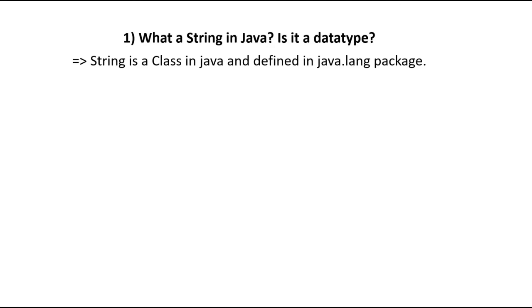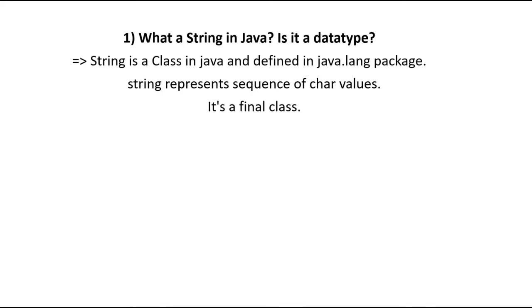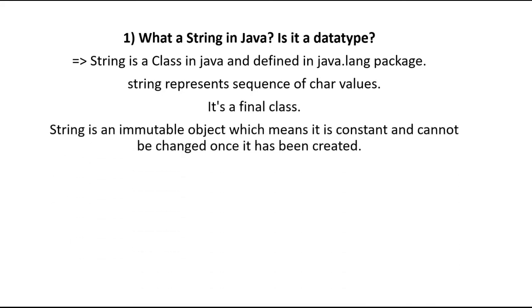String is a class in Java and it's defined in java.lang package. It represents a sequence of character values. It's a final class. String is an immutable object, which means it is a constant which cannot be changed once it has been created. String is not a data type in Java.